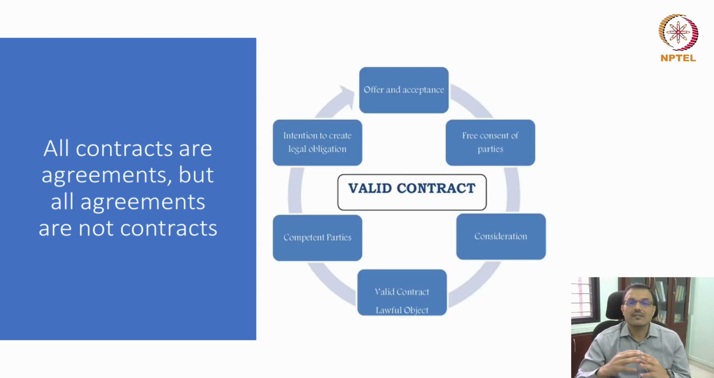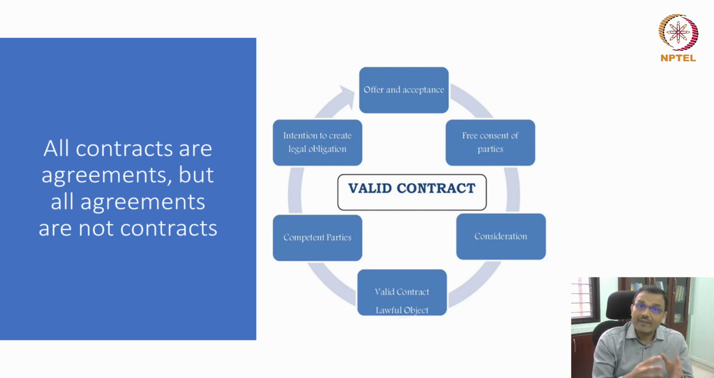The reason is, friends, if an agreement has to be treated as a contract, then it has to fulfill certain essential conditions. These essential conditions are what we are going to study right now. A contract needs offer and acceptance. There are two parties, one who makes an offer, the other makes an acceptance. That is essential for a contract to come into existence. Second, there must be free consent of the parties. The parties cannot be forced into making an offer or an acceptance. So that is the second essential condition.